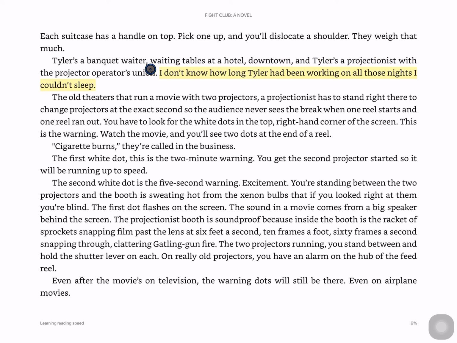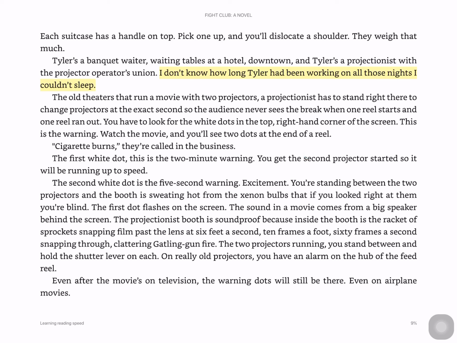Tyler's a banquet waiter, waiting tables at a hotel downtown, and Tyler's a projectionist with the Projector Operators Union. I don't know how long Tyler had been working on all those nights I couldn't sleep. The old theaters that run a movie with 2 projectors, a projectionist has to stand there to change projectors at the exact second, so the audience never sees the break when one reel starts and one reel ran out. You have to look for the white dots in the top right-hand corner of the screen. This is the warning. Watch the movie and you'll see the 2 dots at the end of the reel. Cigarette burns, they're called in the business.